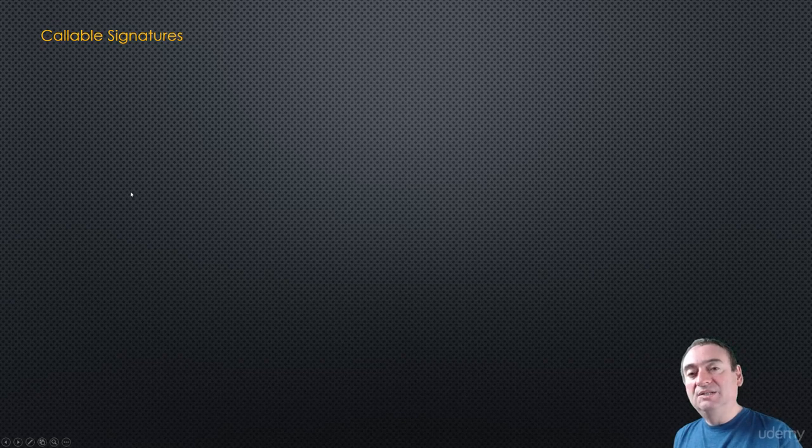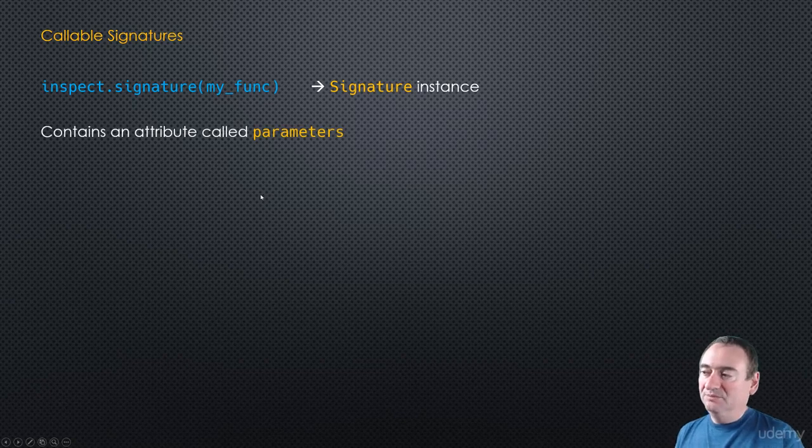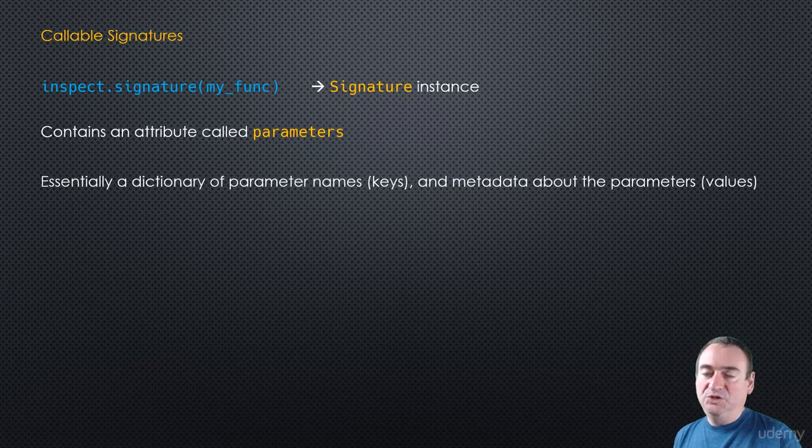Okay, now let's look at the signatures of functions and callables in general. We can do that using the signature function in the inspect module. We just pass in the callable, and we will get an object back, which will be an instance of the signature class. Now, it's an object, so it contains attributes, one of which is the parameters attribute, which is an interesting one. It's essentially a dictionary of parameter names, which are the keys, and then metadata about the parameters, which will be in the values.